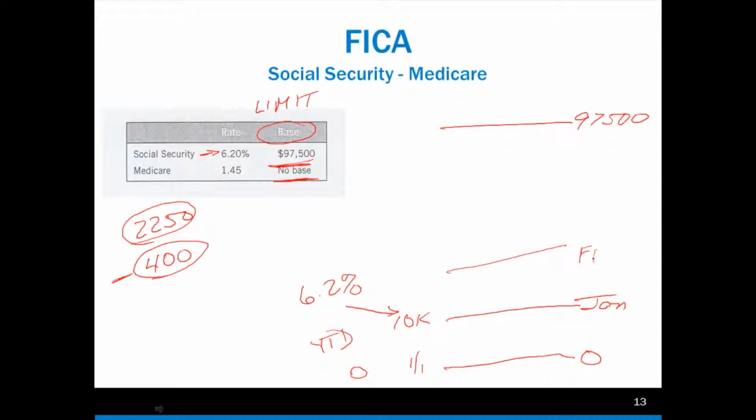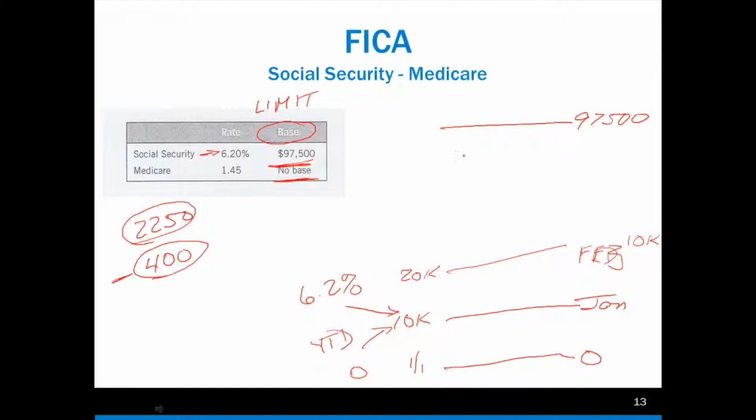February, you're paid an additional $10,000. Year-to-date for January was $10,000. Now you're paid an additional $10,000. What portion of that is below the 97.5? Well, the full $10,000. So 6.2% would apply against this full $10,000, and that would be an additional $620, and that would make your year-to-date $20,000, because you had 10 and 10.